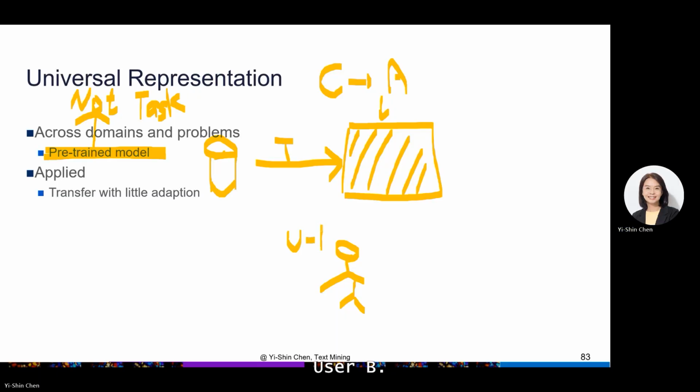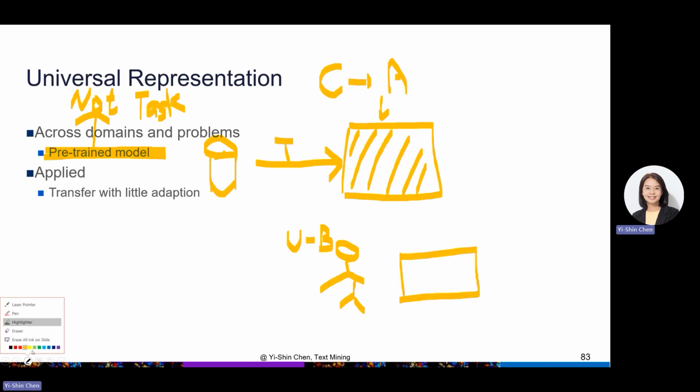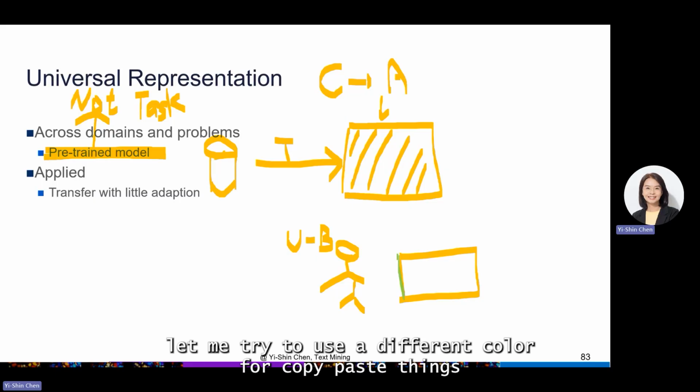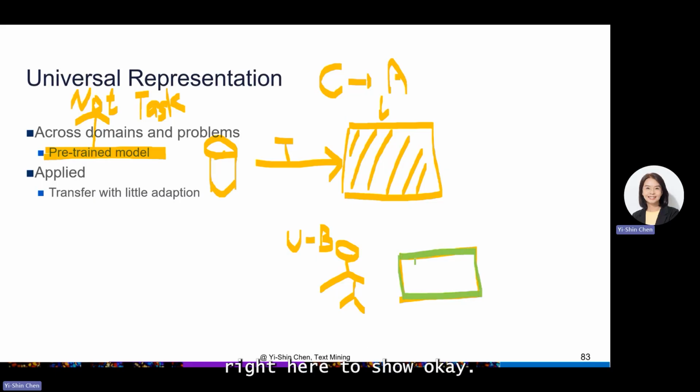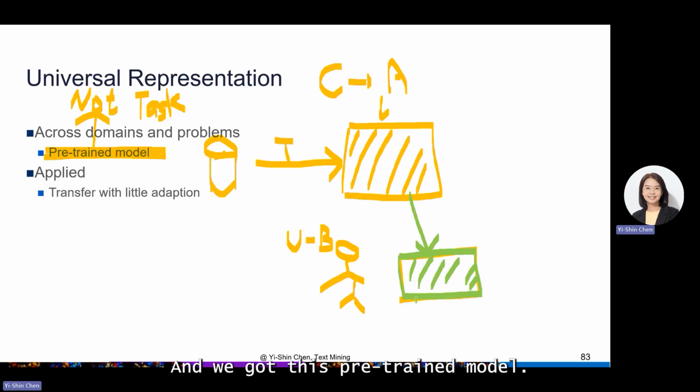So assume here we have a user B. User B actually got all of this model's parameters and copy-pasted them. Let me try to use a different color. Copy and paste things right here. All the values are identical to that one. So we would say user B got a pre-trained model, because that model has copied all the parameter values from company A's setting. And we got this pre-trained model. And then afterward, we say we try to transfer it.